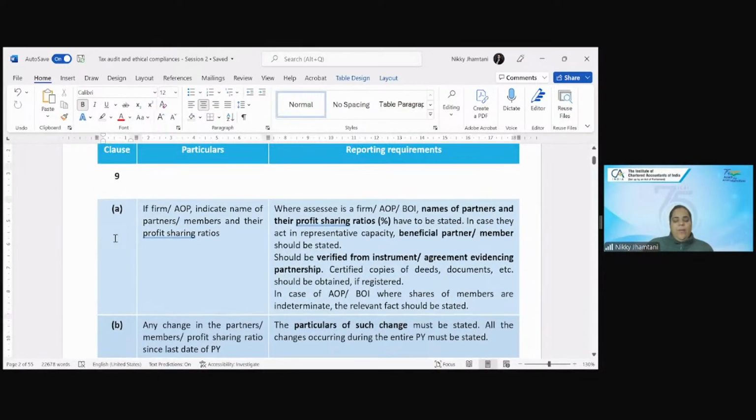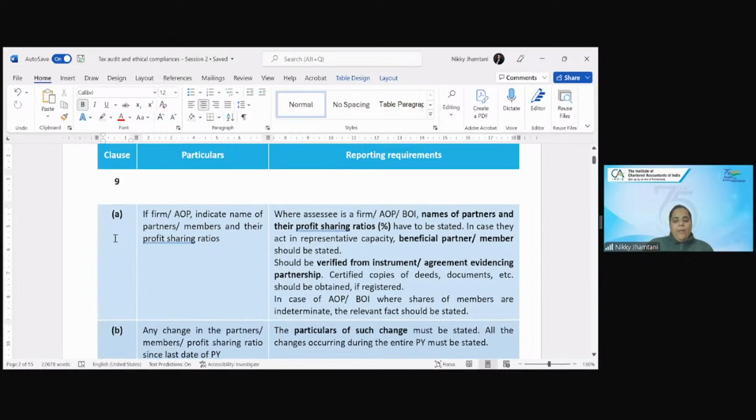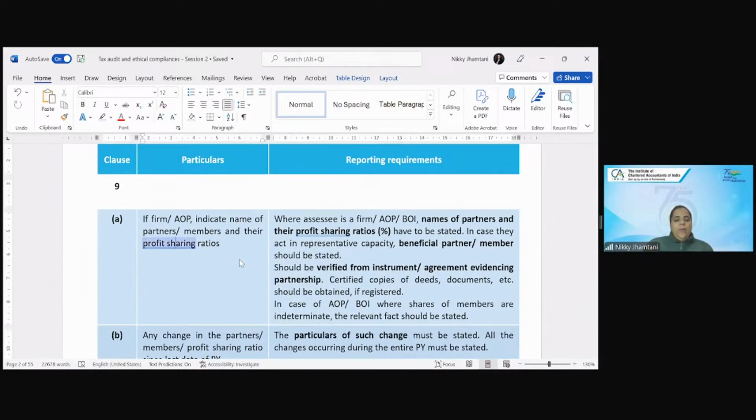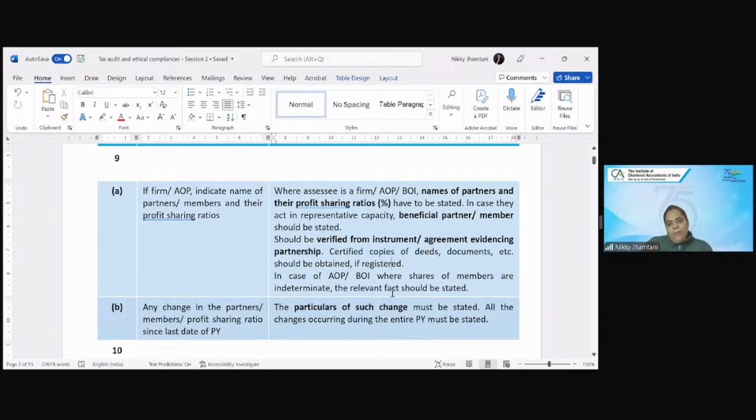If firm or AOP, indicate name of partners, members and their profit sharing ratios. तो अगर फर्म या एओपी है तो नाम बताने हैं पार्टनर्स के और प्रॉफिट शेयरिंग रेशियो उनका कितना है. What is the reporting requirement? Where assessee is a firm, AOP or BOI, the names of partners and their profit sharing ratios have to be stated. In case they act in a representative capacity, the beneficial partner or member should be stated. Should be verified from an instrument or agreement evidencing partnership.